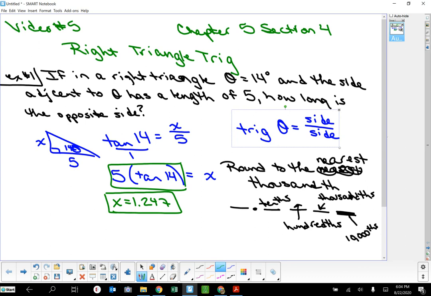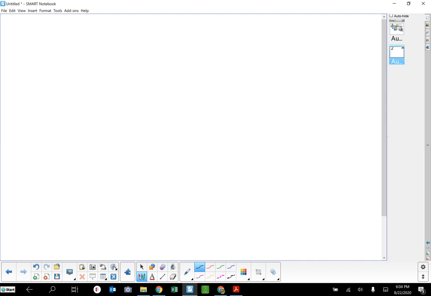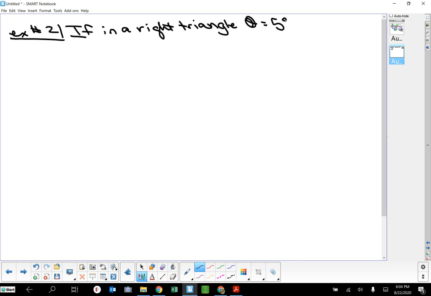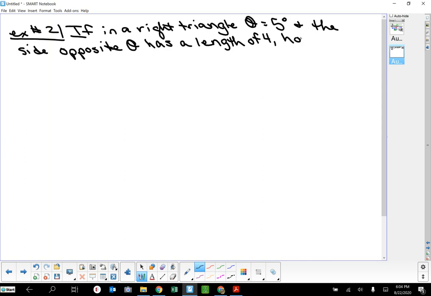I'm going to do another one where your fraction over here is flip-flopped, where the number's on the top and the x is on the bottom. So let's do another example. Example number 2. It says, if in a right triangle, theta is 5 degrees and the side opposite theta has a length of 4, how long is the adjacent side?